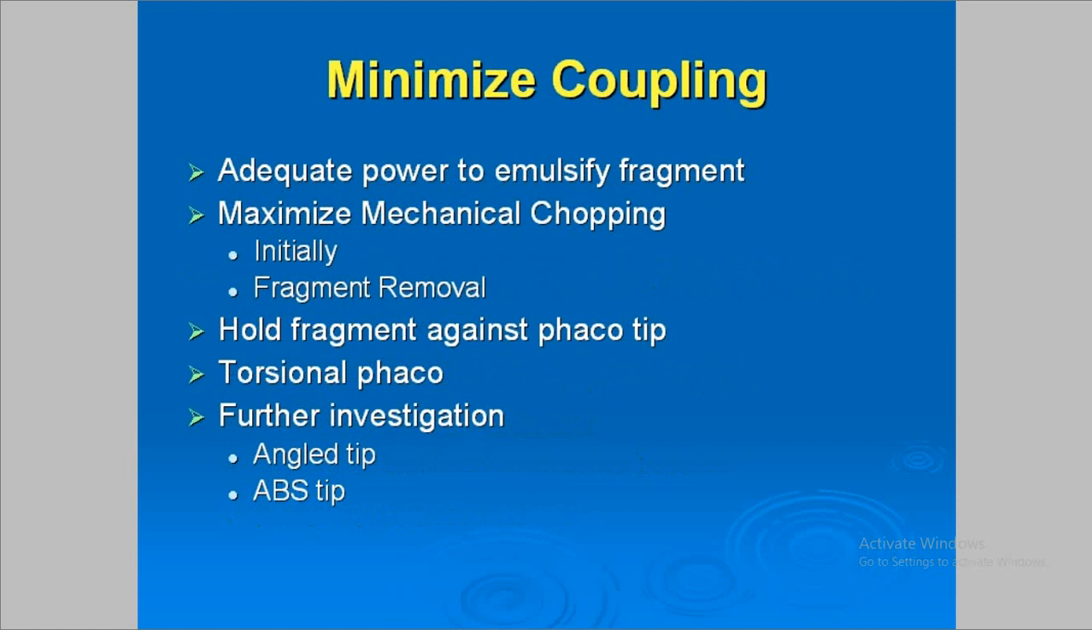So how do we minimize this? Well, number one, we have to use adequate energy. We have to use phaco energy that will emulsify the material rather than just push it around. We should use mechanical chopping whenever possible to help move material into the phaco tip. We should hold the fragment against the phaco tip when possible. Torsional phaco, interestingly, because of its ability to enhance pre-occlusion phaco, will automatically prevent it.